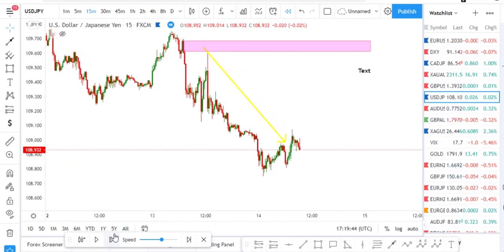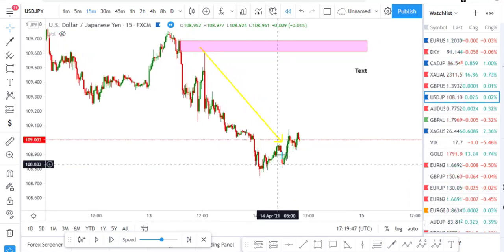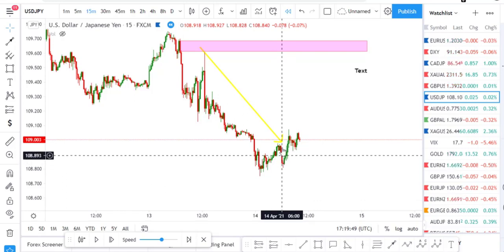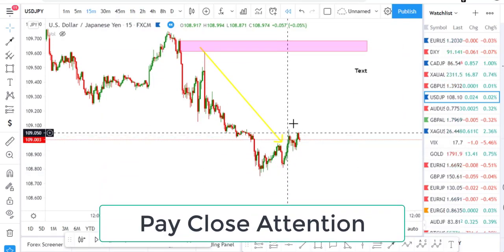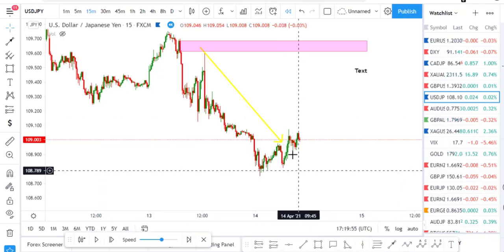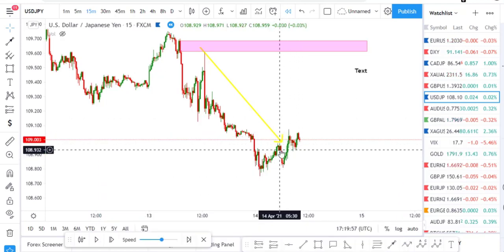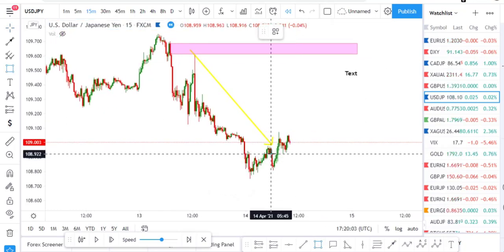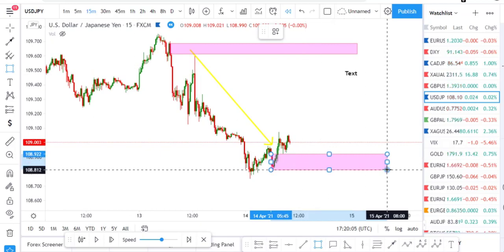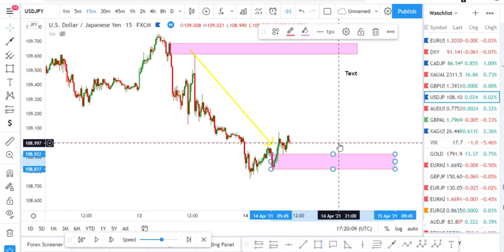So now take note, this is the last bearish candle before this: 1, 2, 3, 4, 5 green candles. So therefore you bring out your rectangular tool, and you just project that to the future. Okay, once you projected that to the future like this, that's it.